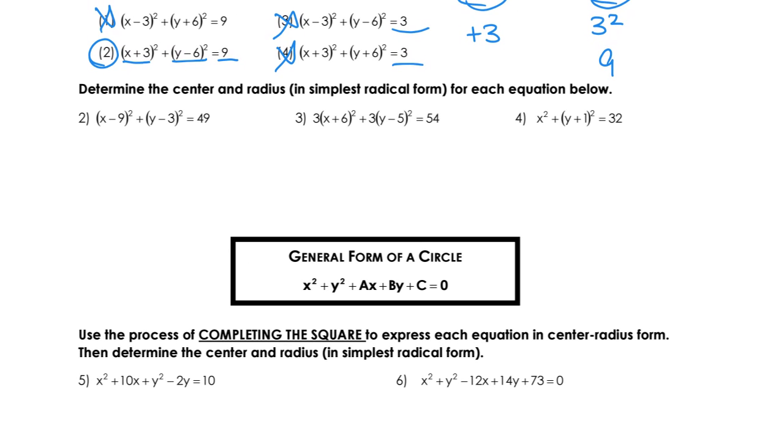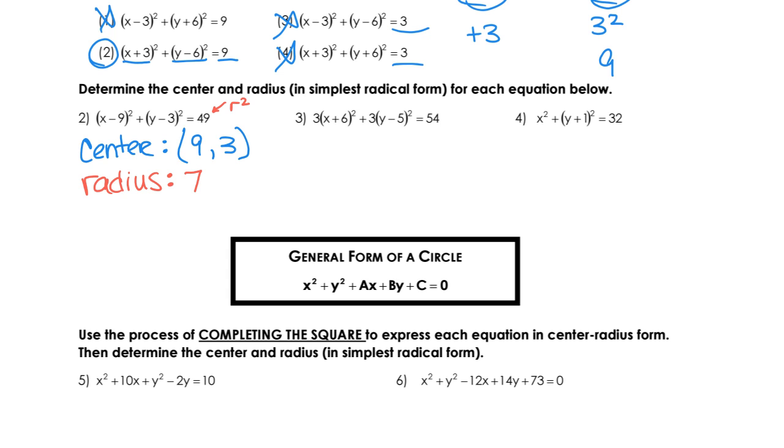It says determine the center and the radius. So based on the given equation, are we able to state the center and the radius, in simplest radical form, for each equation below? In number 2, we'll go ahead and take a look at the center. It's going to be (9, 3). Our radius: remember that this number here represents your r squared. So to get rid of the square, we square root, and the square root of 49 is 7. And so our radius is 7.